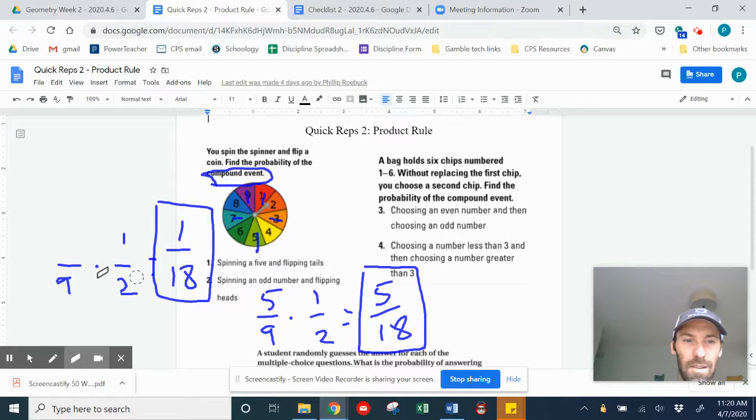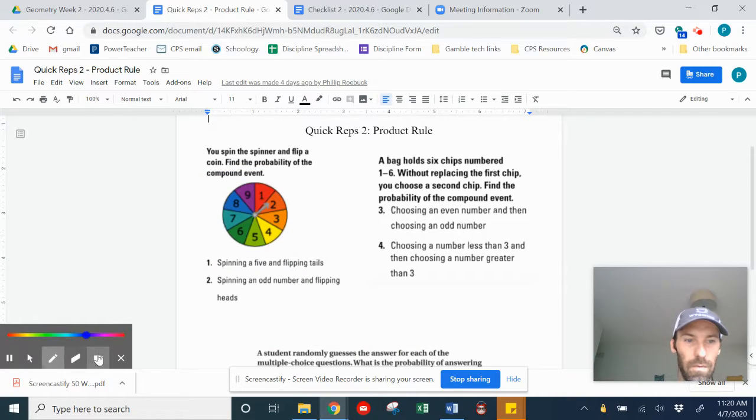I'm going to erase this work now. I wonder if I can make my eraser bigger. Clear the screen. There we go. Okay. So, second set of problems.